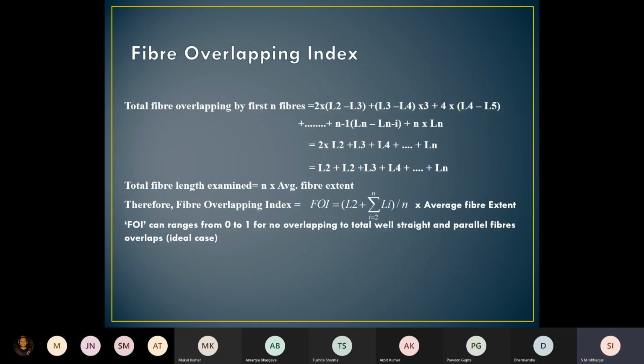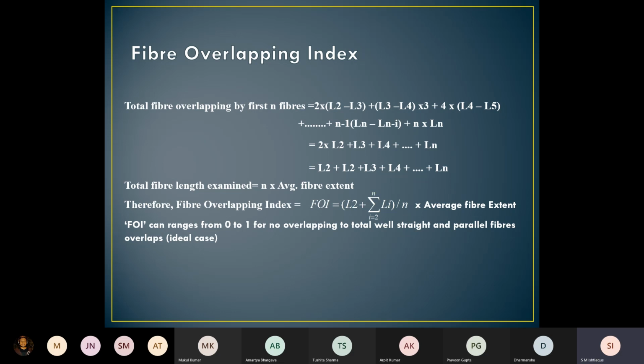So like this, we can say the total fiber overlapping length by the first n fibers is defined as 2 into (L2 minus L3), (L3 minus L4), (L4 minus L5), and so on up to (Ln minus 1), plus n, the total number of fibers, into Ln. Ln is the last fiber. So we will simplify this and get L2 plus L3 plus L4 up to Ln.